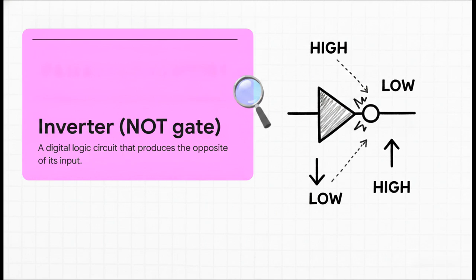On a circuit diagram, it's pretty easy to spot. It's a triangle pointing forward, capped with a tiny little bubble. And that bubble, that's the universal symbol for inversion in electronics. It's a beautifully simple concept, but it is absolutely essential for a computer to process any kind of logic.